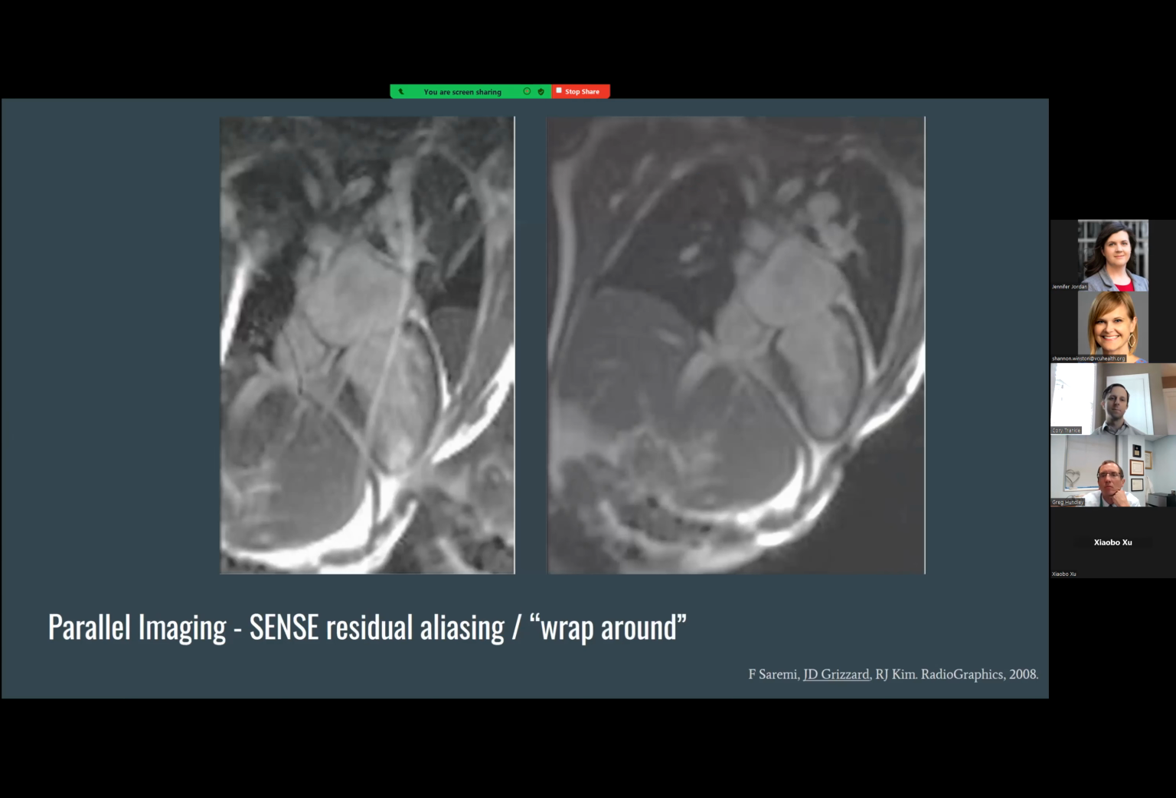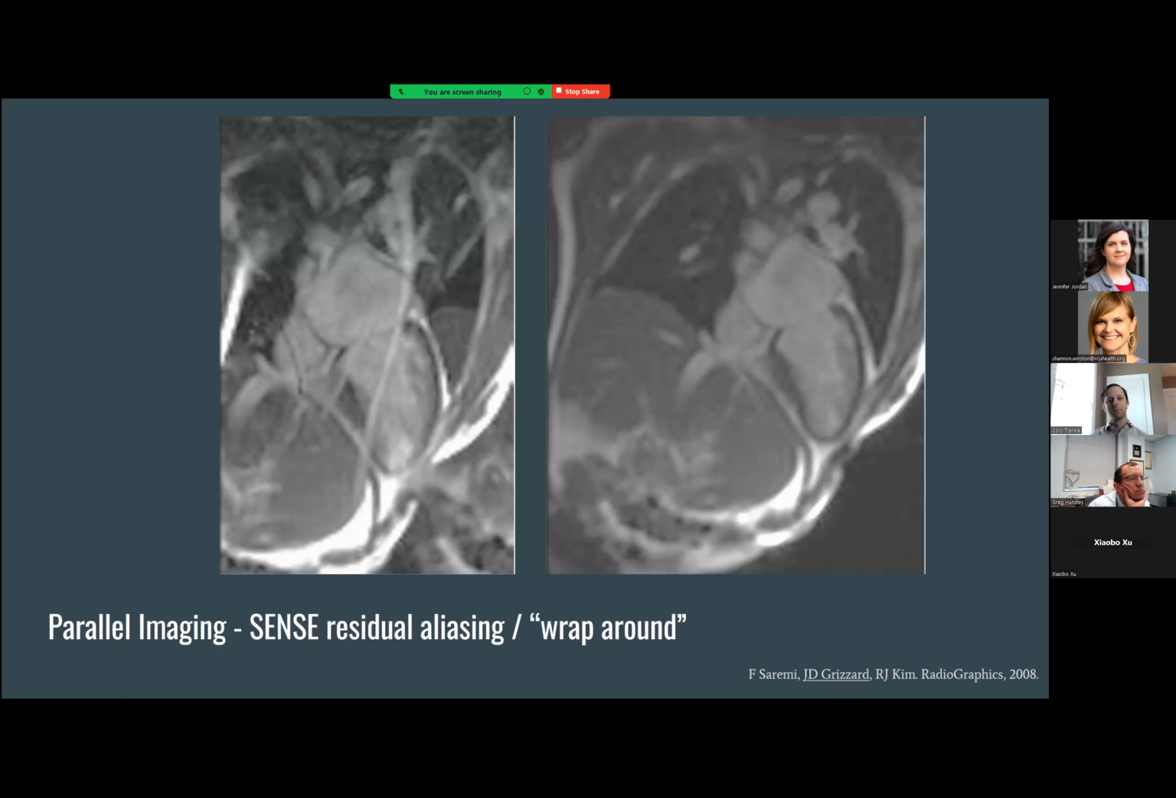If we're trying to speed up our acquisitions, we're going to use parallel imaging. So this is an example of a type of parallel imaging called SENSE. And we get some residual aliasing or wraparound artifacts here. So the parallel imaging will help us accelerate our image acquisition, but there's always trade-offs. And the trade-off here is that we get first reduced signal to noise, and second, an increase in our artifacts. So we're always trying to balance these different factors that we have.